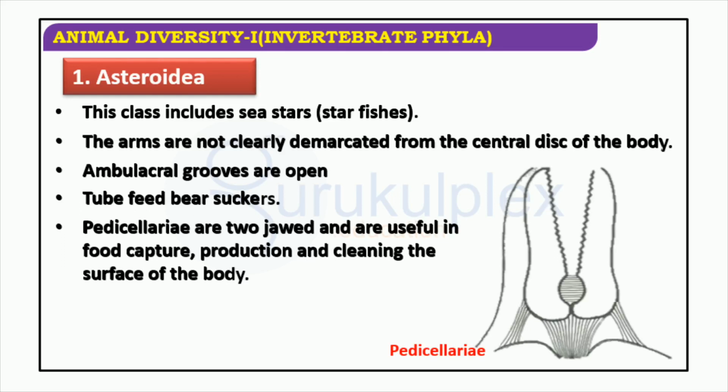These two-jawed structures are useful in food capture, protection and cleaning the surface of the body, giving them an advantage in their environment. The arms of this class are not clearly demarcated and the ambulacral grooves are open, allowing for tube feet to bear suckers. This makes sea stars, or starfishes, excellent predators with great adaptability.